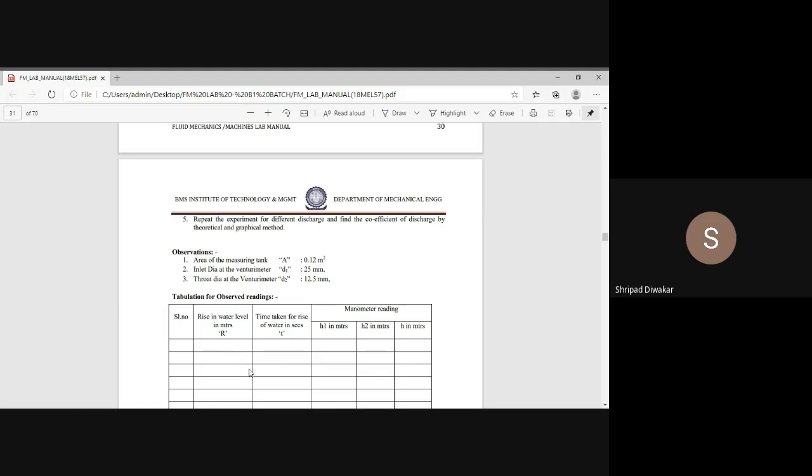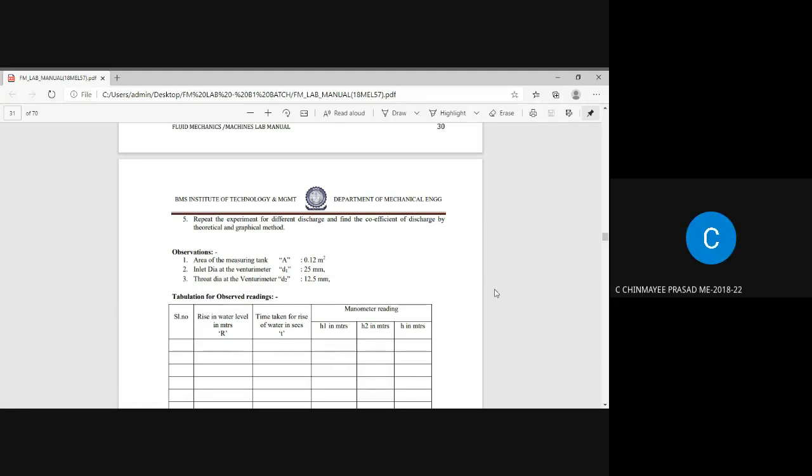Time taken for rise of water is 32 seconds, because we are going to express the discharge in terms of meter cube per second. H1 is minus 2.5 because that reading is below the reference line. In the manometer, we have a column with a mark as 0. Suppose the reading goes below the reference line, it is minus. That is minus 2.5 and H2 is plus 2.2. So you'll get 4.7. These are the two readings you take and then do the calculation.